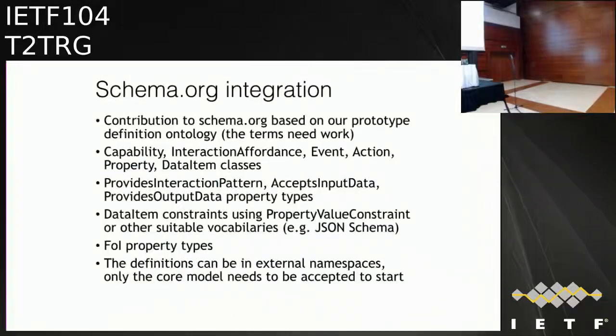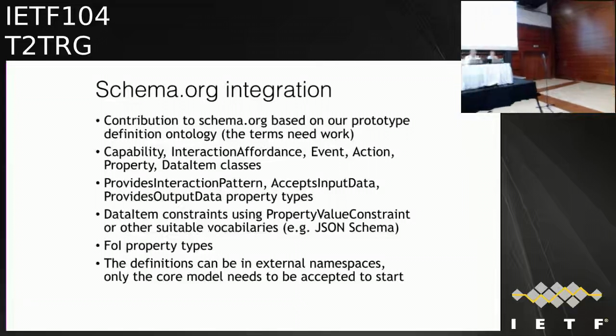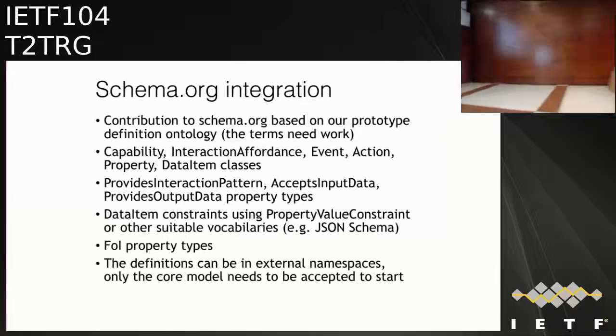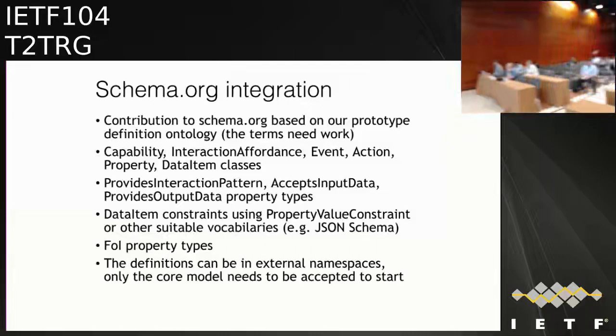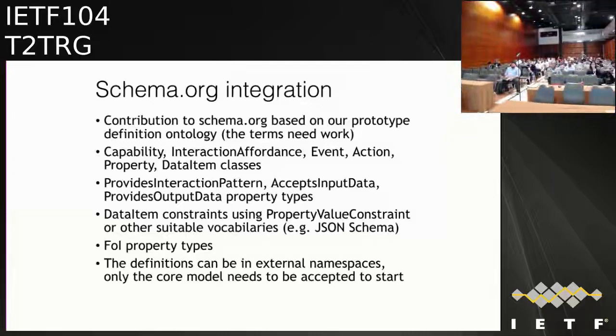Yeah, that one. Okay, so what we're planning on doing is contributing to schema.org based on the prototype definitions that we have, which are capabilities, interaction affordances and events, actions, and properties and data items. We'll probably need to rename those to prevent name conflicts and to come up with names that everyone likes. But a few simple relation types, like a capability provides an interaction pattern and provides output data, can be used, of course, standalone. Other things could provide output data.